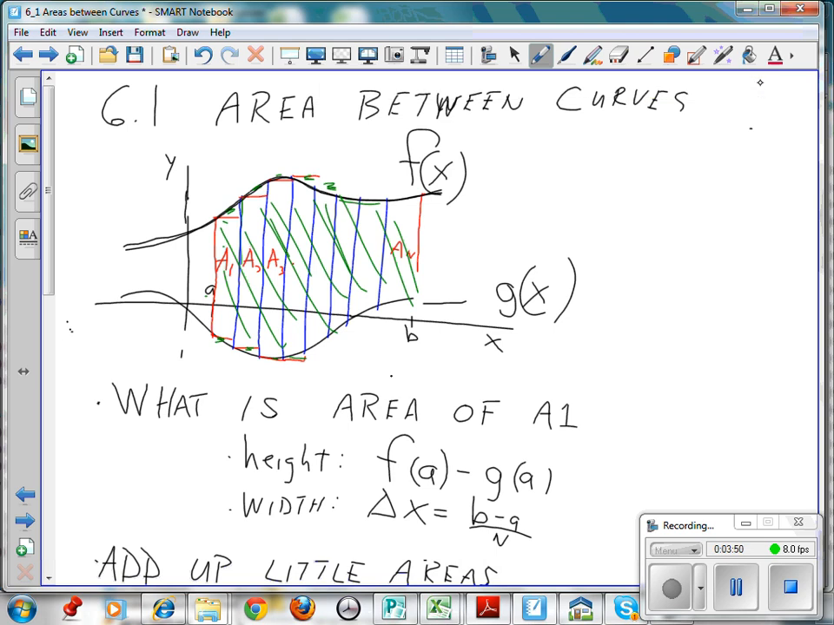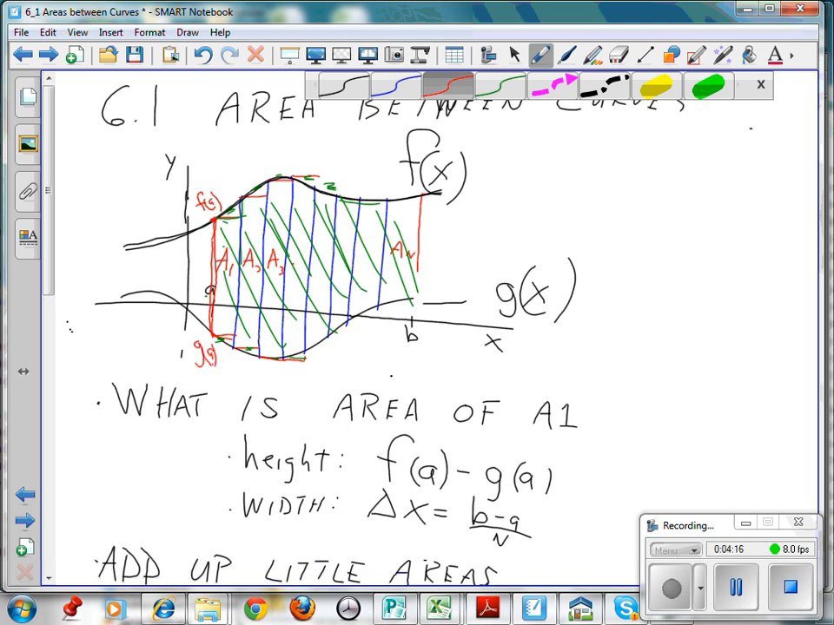We started making rectangles. So you see this rectangle here. The rectangle I have is A1. And for A1, we could get the height of the rectangle. What's the height of the rectangle? Well, it's the function at a. It's the function at a here, f of a, minus g of a.